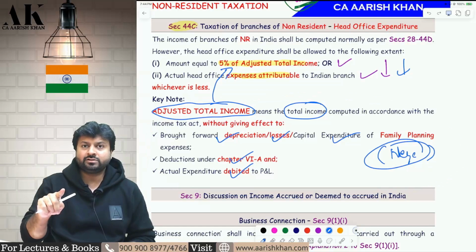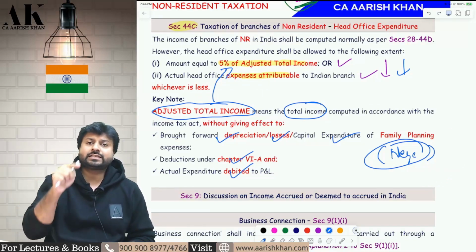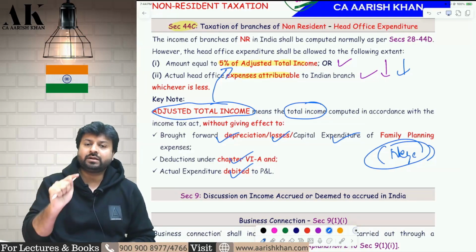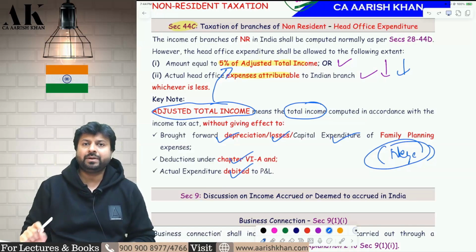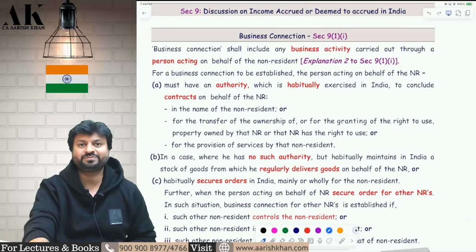If the last 3 years' data is not there, do this exercise for the last 2 years. If the last 2 years' data is not there, do this exercise only for the last year, and then you will get the adjusted total income. Take 5% of that, and then compare it with your actual head office expenses, whichever is lower will be allowed to you as a deduction. I hope it is clear to all of you.